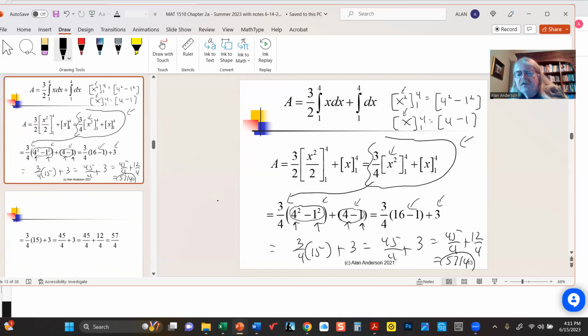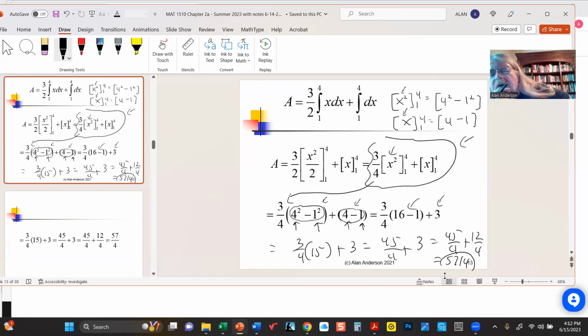So what do we have? 3/4 of 15 plus 3, 45/4 plus 3. Now we need a common denominator. Let's convert this 3 into 12/4. And so ultimately we'll end up with 57/4. That's the area between the two curves. That's all there is to it.